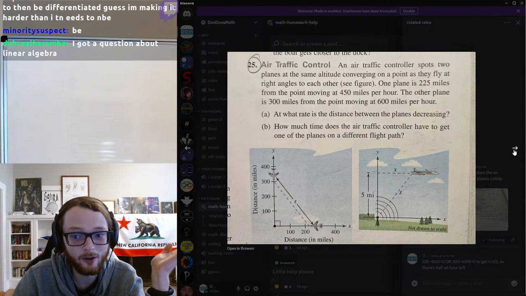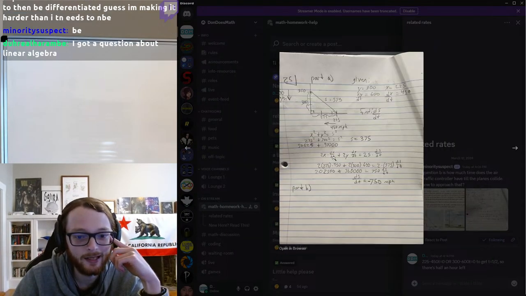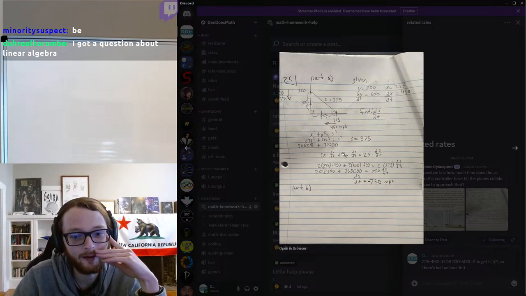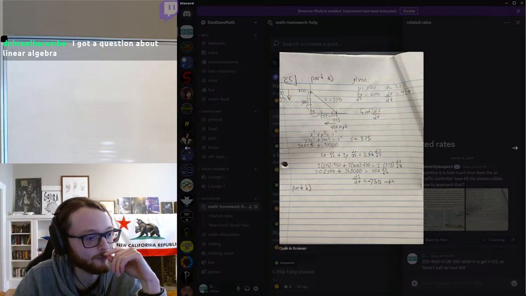You could make it harder and get x and y as functions of t and figure out when s becomes zero, but you really don't have to.